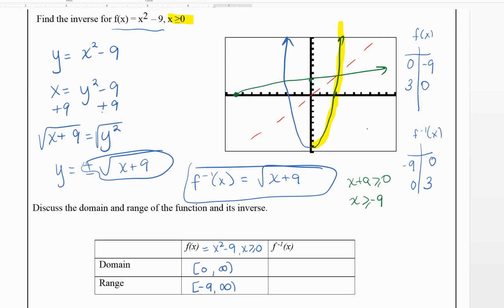Okay, now let's look at the domain and range of our green line. Okay, the domain is from -9 to infinity, right? We can't go smaller than -9. And the range, the smallest we get is 0, and it goes up to infinity. And you'll see again that for a function and its inverse, the domain switches and the range switches.